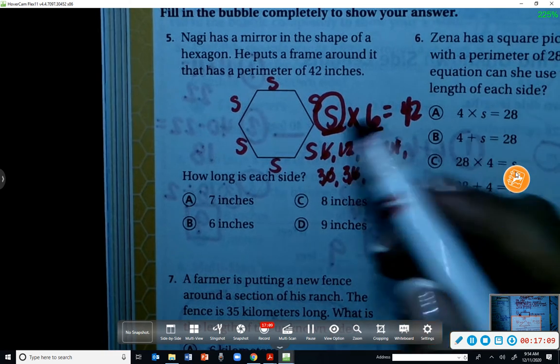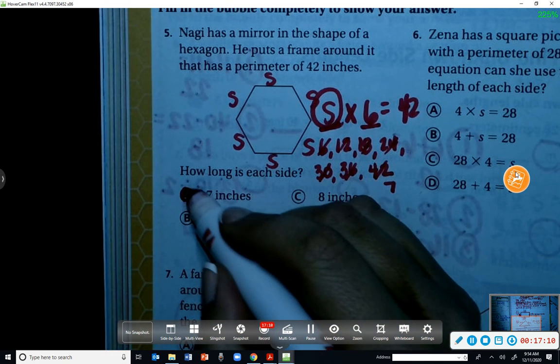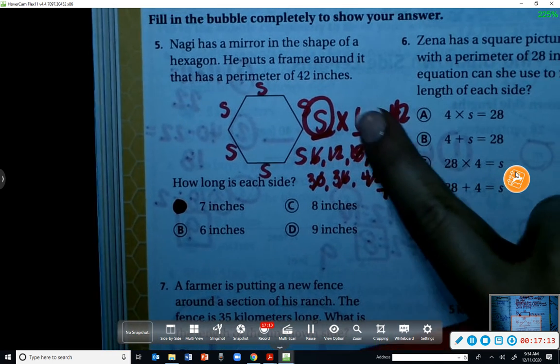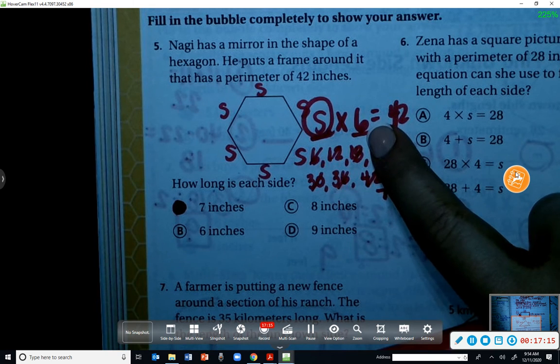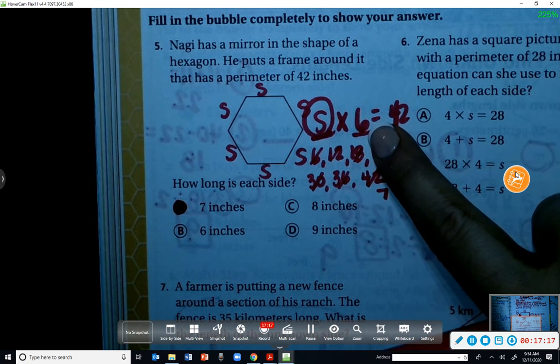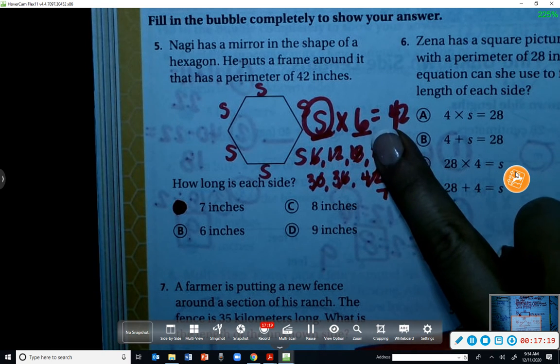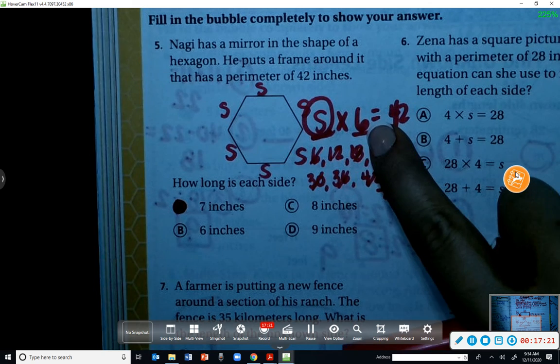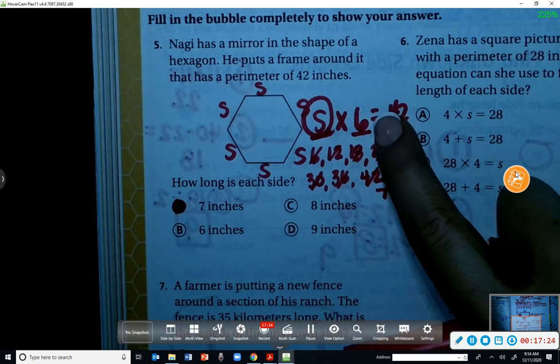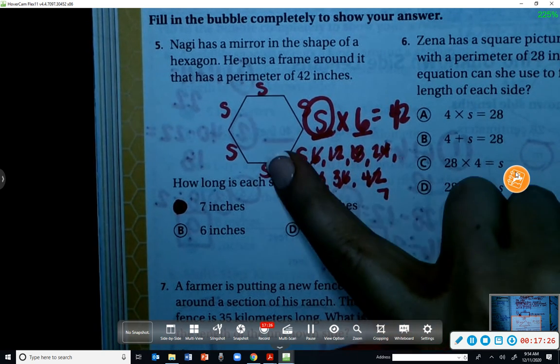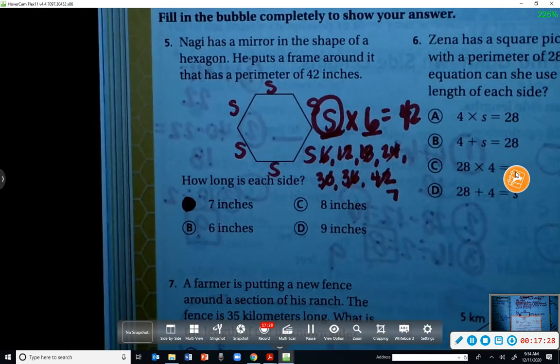7. A, 7 inches. Okay, so see how when the sides are the same, it becomes a multiplication problem. The number we multiply by is however many sides there are. There were 6 sides, so we needed to multiply by 6.